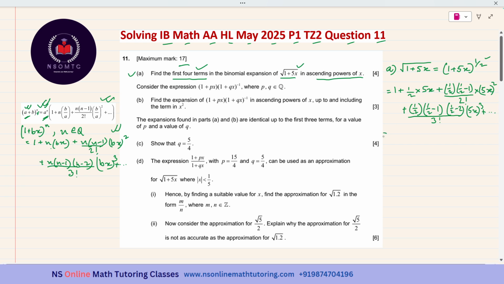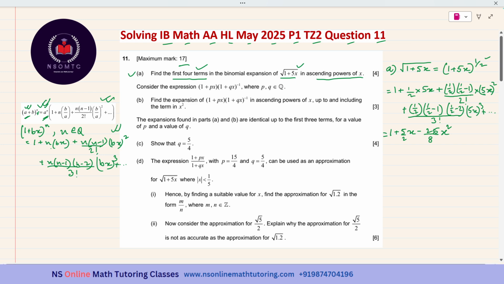So this is equal to 1 plus 5 over 2 x. And half minus 1 is negative half, so half times negative half is negative 1 over 4, and divided by 2 is negative 1 over 8. So in the denominator it will be 8, and in the numerator we are having 5 squared, so it is 25. Minus 25 over 8 x squared.